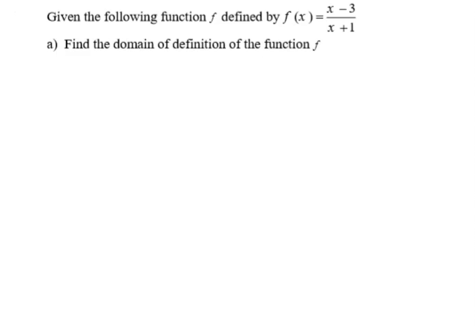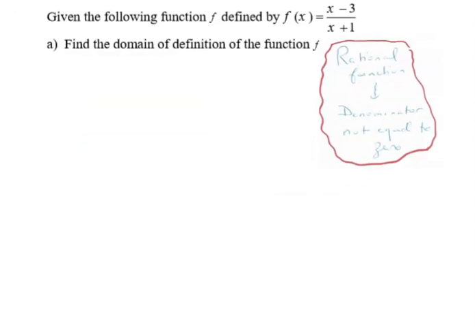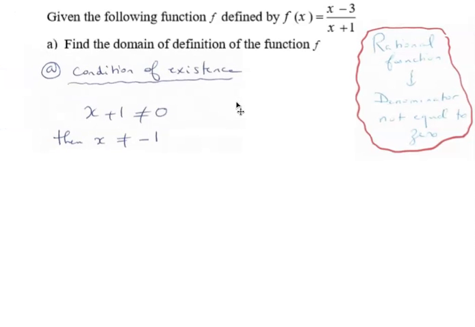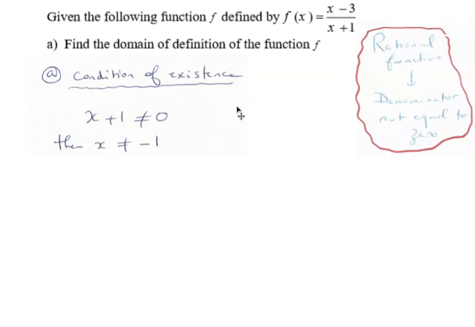The condition of existence for a rational function is that the denominator cannot be equal to 0. Then the condition is that x plus 1 cannot be equal to 0, so x is not equal to minus 1. So we have to accept all values of x except negative 1. So the domain of definition is all real numbers except negative 1.